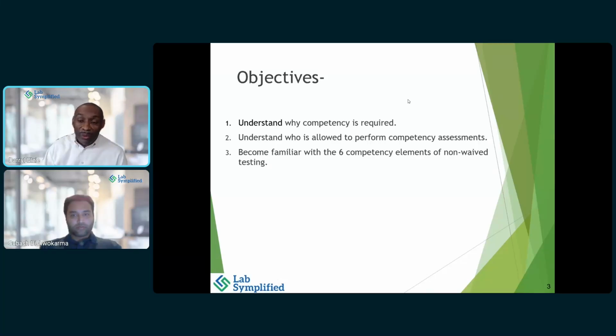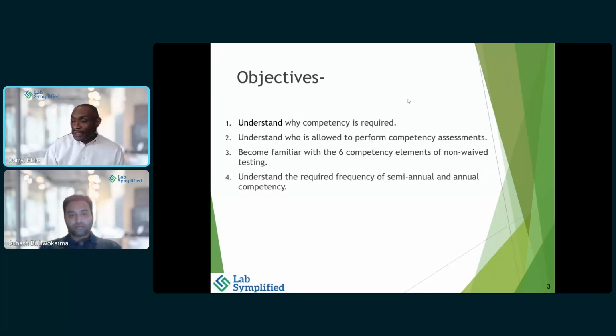Then become familiar with the 6 elements of competency, the 6 elements of non-waived testing. That is the important thing. If you have non-waived testing going on in your laboratory, you must do all 6 elements. We're going to talk about how to get those done and some of the nuances around making sure you have all 6 elements covered. And then those hopefully rare instances where a competency element may not apply to a test system.